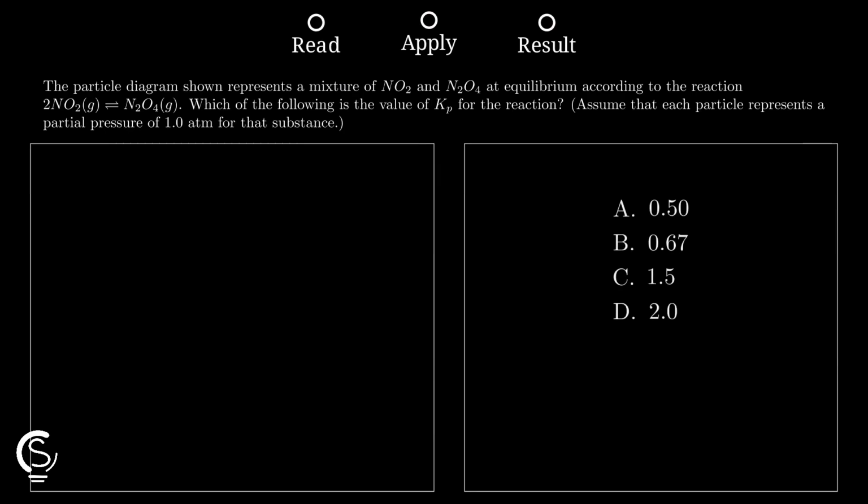First, look at the diagram and count the particles. We have 3 N2O4 molecules and 3 NO2 molecules. Since each particle represents 1 atmosphere, both partial pressures are exactly 3.